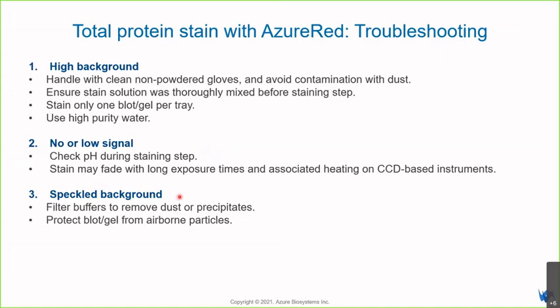Right, finally is speckled background. If you observe speckled background in your total protein image, you might need to filter the buffer or the solution to remove the dust and precipitates. And also, during the whole staining protocol, protect the blot or gel from airborne particles and dust in the environment. Okay, so this is pretty much the troubleshooting, and you get your total protein image.